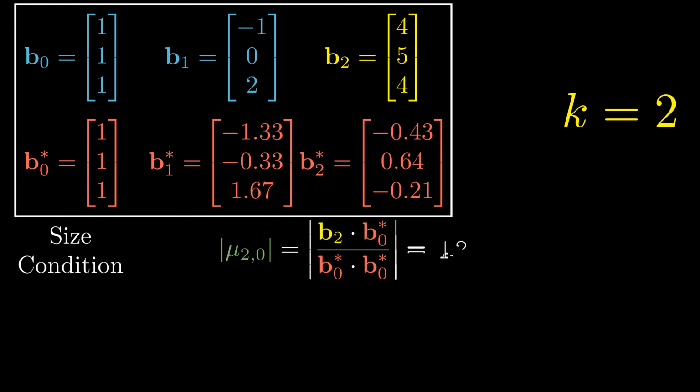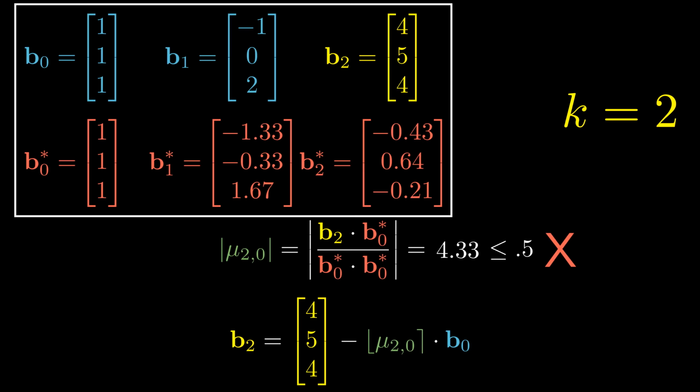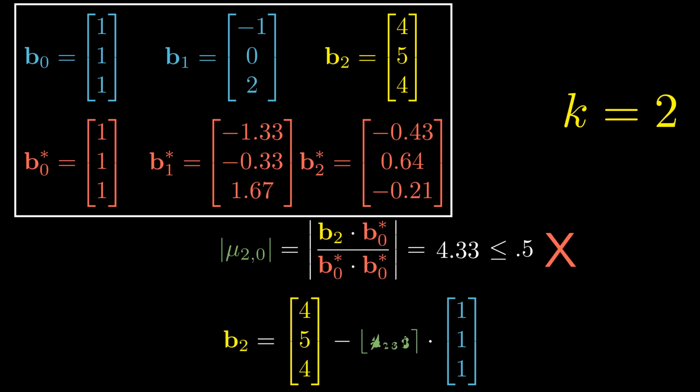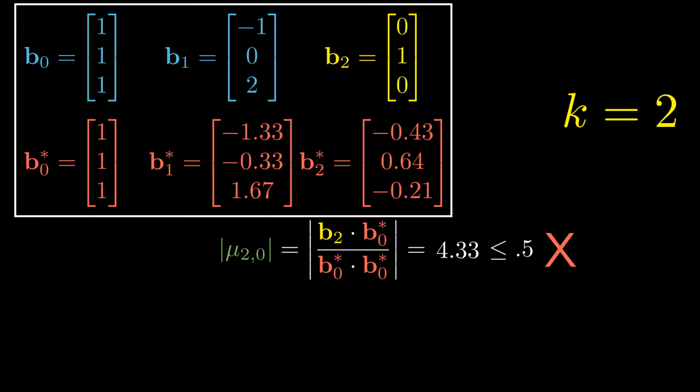Now we check the size condition yet again, and we see that mu20 has a magnitude that also fails the size condition. However, here we have something that we did not have in the two-dimensional case. We have checked the size condition twice in a row. This is because, unlike in the 2D example, we have enough basis vectors to make the for loop in our algorithm non-trivial. We update the value of b2 in the same manner as before. This yields b2 being updated to the vector 0, 1, 0.